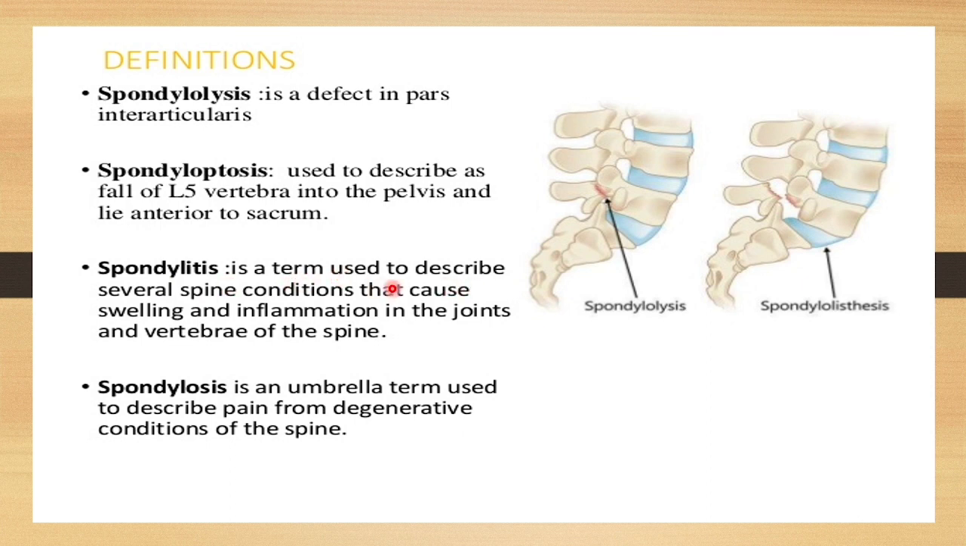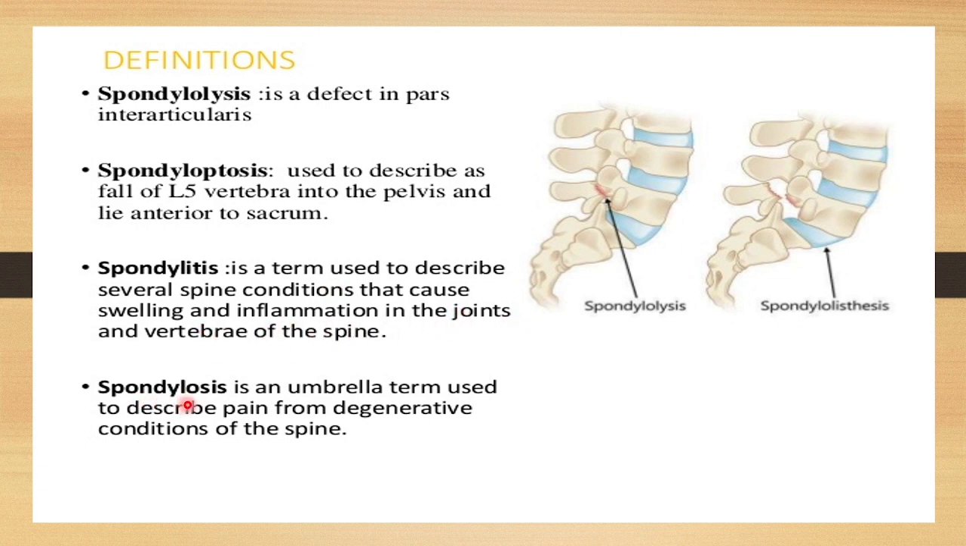The next condition is spondylitis. It is a term used to describe several conditions that cause swelling and inflammation in the joints and vertebrae of the spine, the intervertebral joints. As you know, itis means inflammation, so spondylitis means inflammation of the joints and vertebrae of your spine.